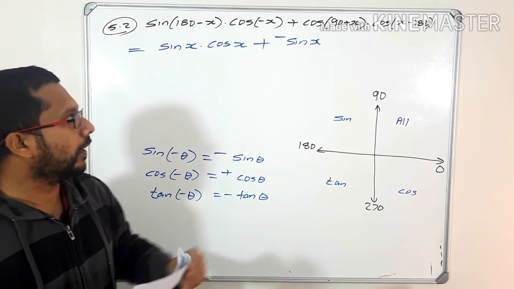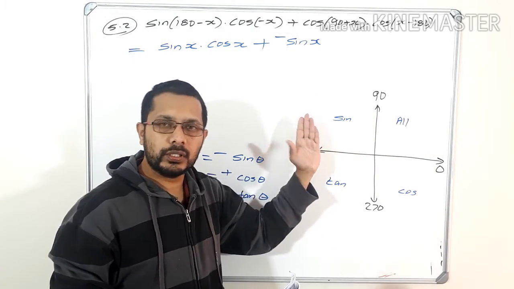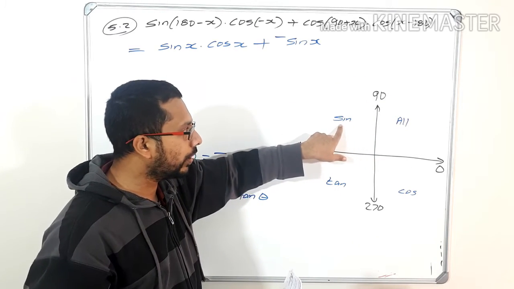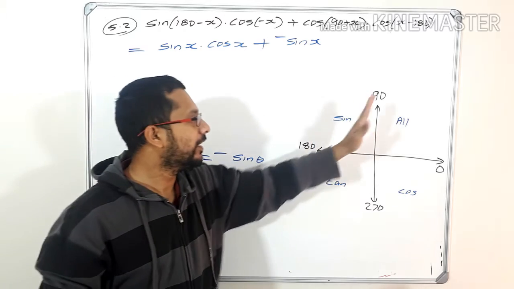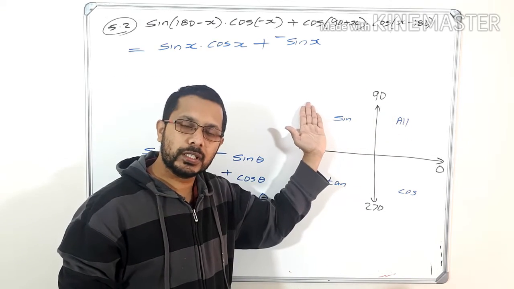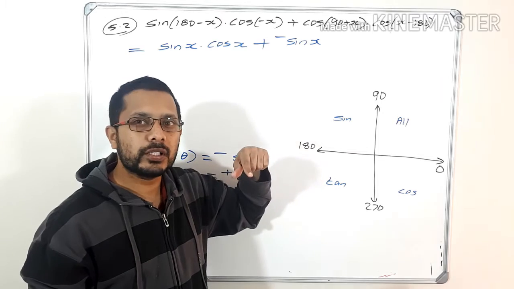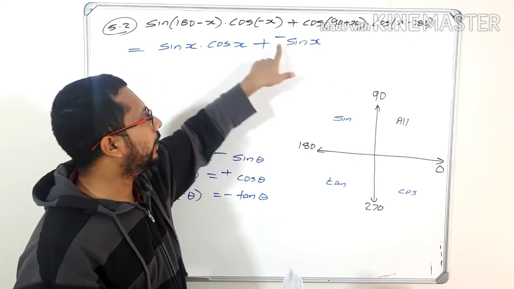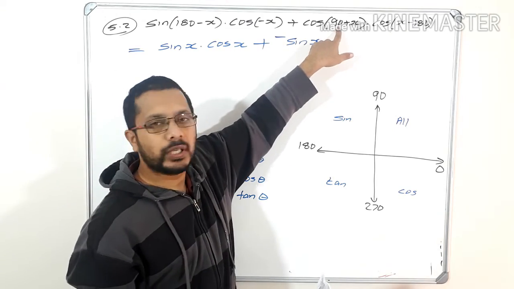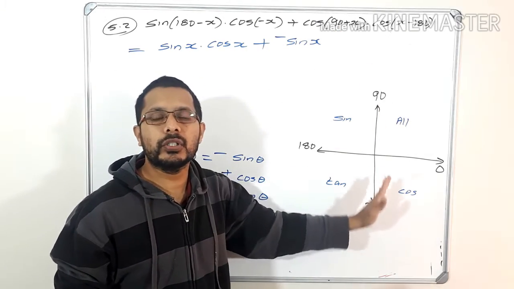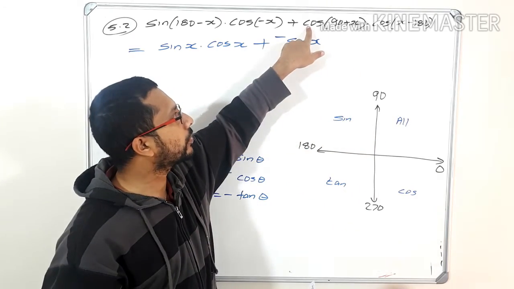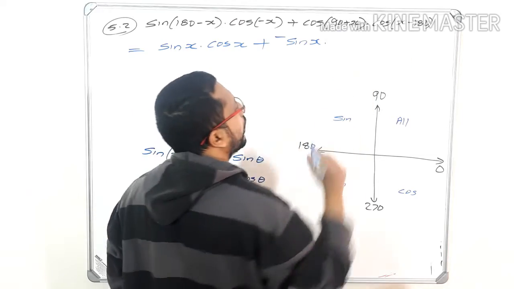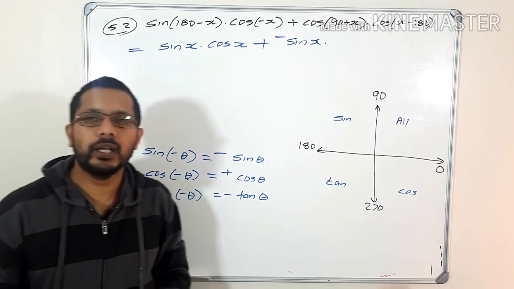So listen once more. 90 plus x is in which quadrant? Second quadrant. In the second quadrant, what is positive? Sine. Here what? Cos. So it is negative. Then if it is based on 90 or 270, you have to change to its co-function. What is the co-function of cos? Sine. Okay, now look at this one, cos of x minus 180.